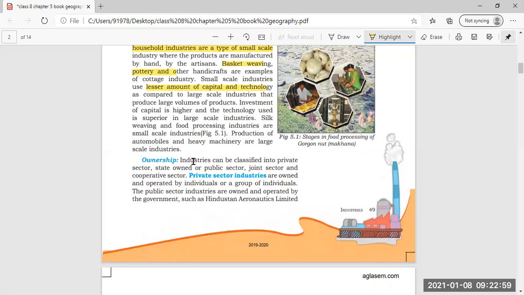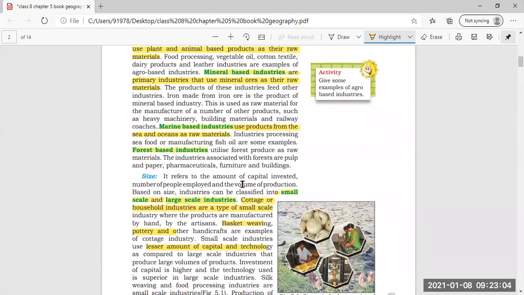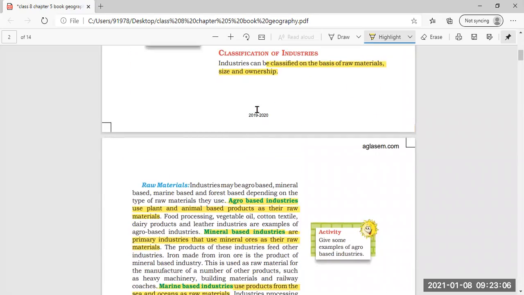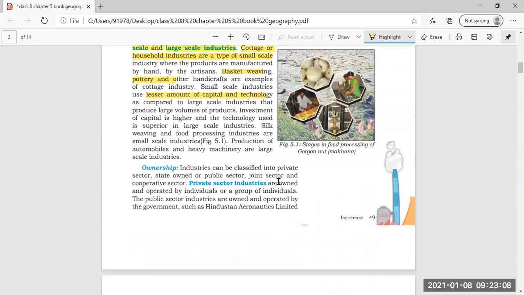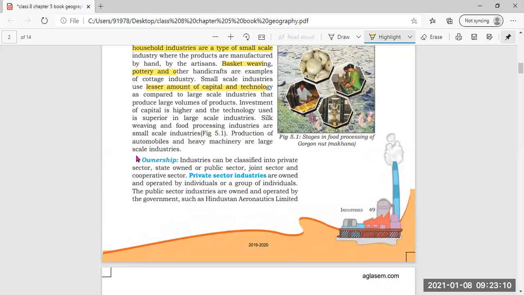Now, today we are going to start with the new topic of this lesson, that is under the heading classification of industries only, industries based on ownership. Now, how are industries classified based on ownership? Industries can be classified into private sector, state owned or public sector, joint sector, and cooperative sector. So, these are the different categories for ownership of the particular industry.